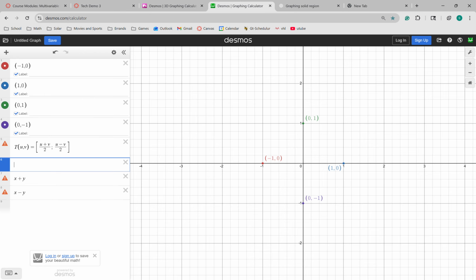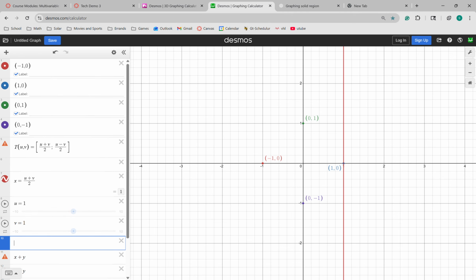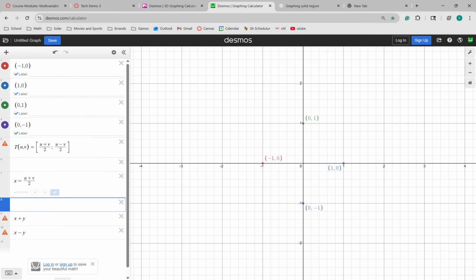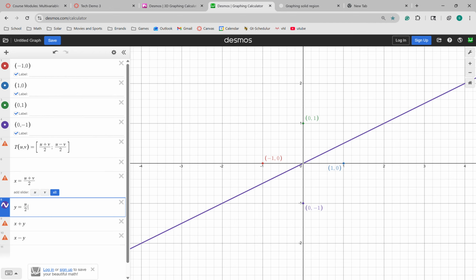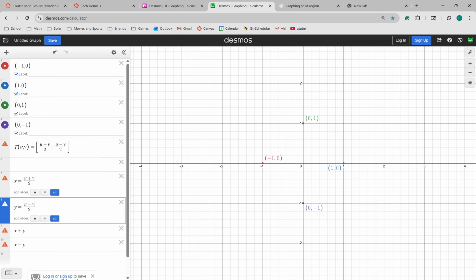Finally, we are asked to graph the region R2, which is mapped to the square with corners labeled here, by the transformation T of u and v given here. What this transformation entails is that x equals u plus v divided by 2 and y equals u minus v divided by 2. We will keep this in mind for later.